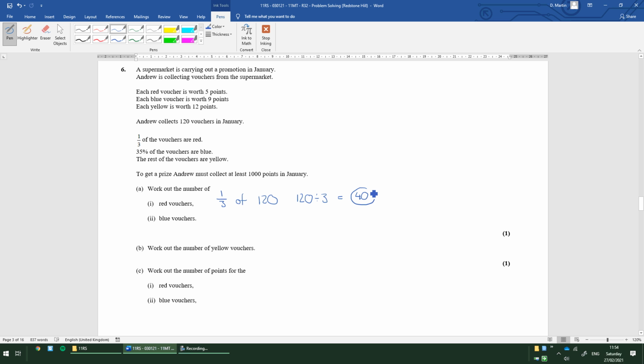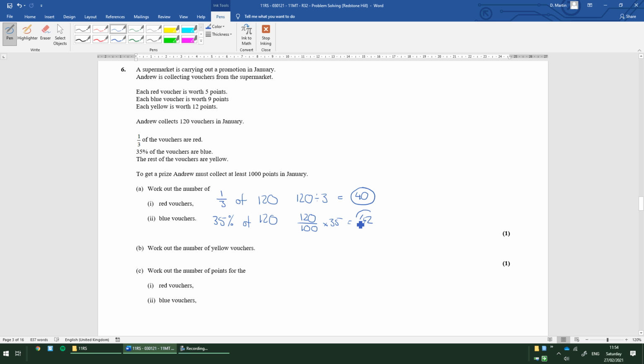Blue is 35% of 120. To work that out, if we're using a calculator, we'll do 120 divided by 100, times 35, and that will give us an answer of 42. So he's got 42 blue. So he's got 40 red and 42 blue.